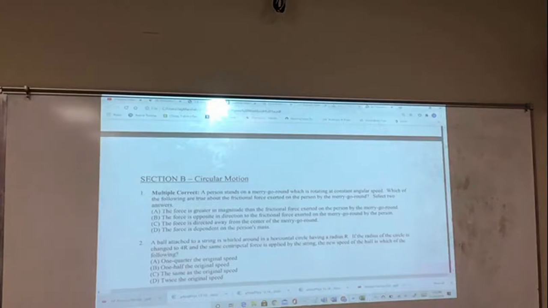A person stands on a merry-go-round which is rotating at a constant angular speed. Which of the following are true about the frictional force exerted on the person by the merry-go-round? Select two answers. Okay, the frictional force on a person by the merry-go-round.